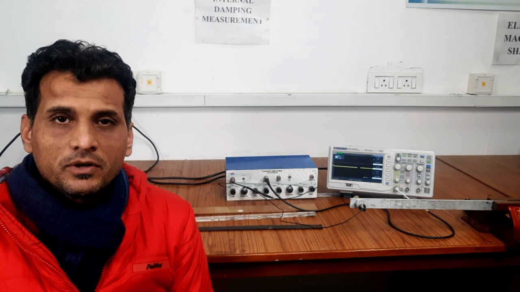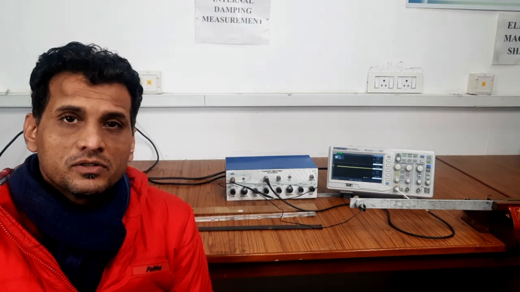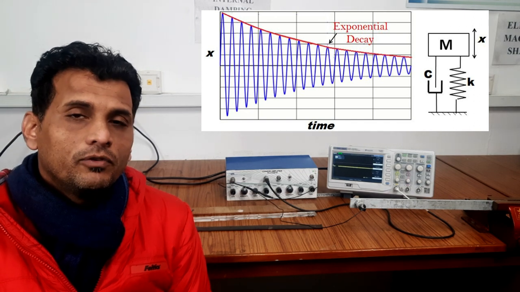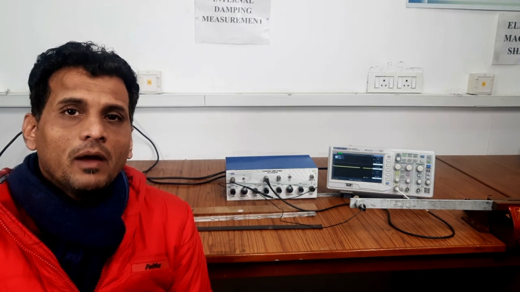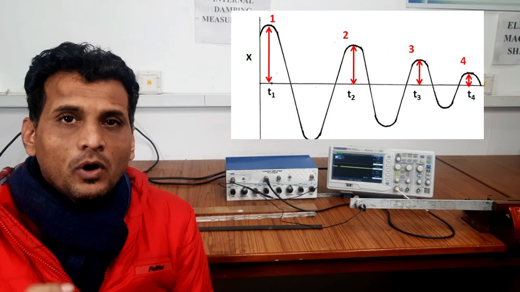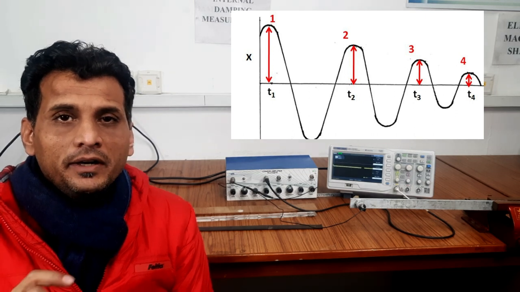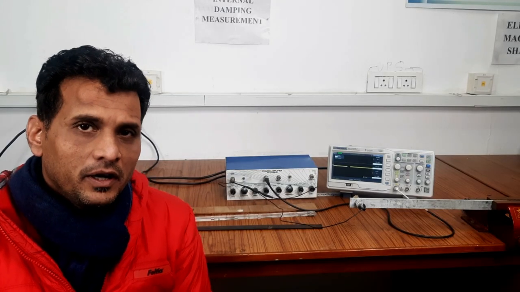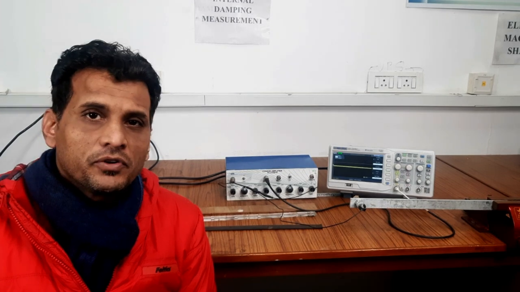Normally we are having a vibration signal, and if there is damping in the system, the vibration will decay. This is a typical plot of your vibration signal. And if I take two consecutive peaks, I will be able to get the damping coefficient. So let's start our experiment and try to find the damping of aluminum strip.